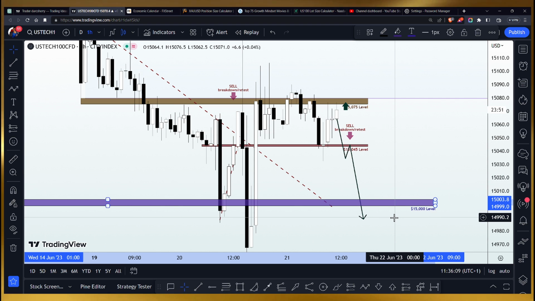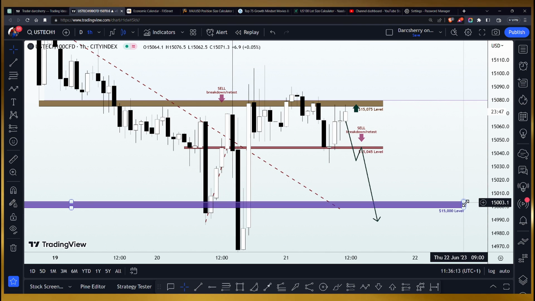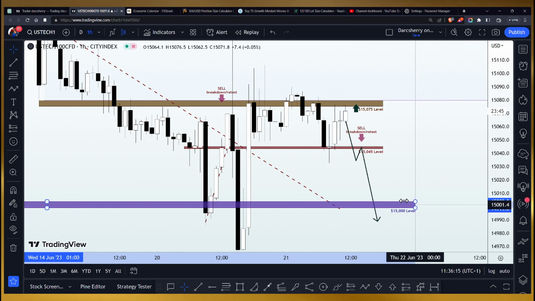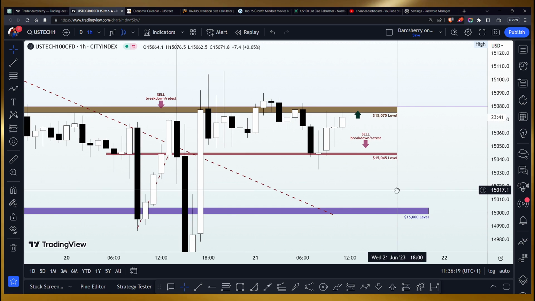So you want to mark these levels out on your chart, or screenshot my screen if you want to, so that you can use it as a reference point when you're about to make your independent decision for today.